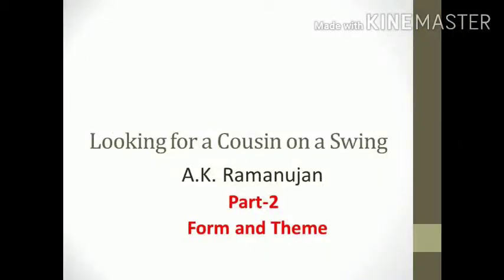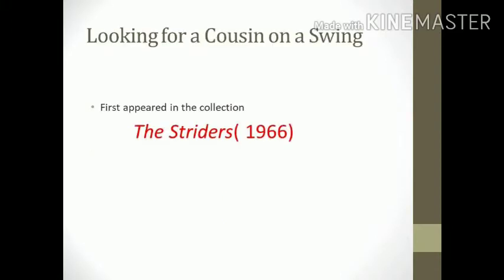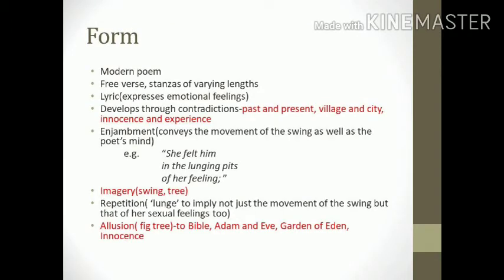Dear students, welcome to the second part of the discussion of the poem Looking for a Cousin on a Swing, written by A.K. Ramanujan. In this session, we will look into its form and theme. The poem first appeared in the collection The Striders, published in 1966. Now, let's look into its form.